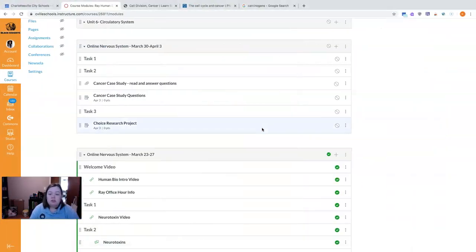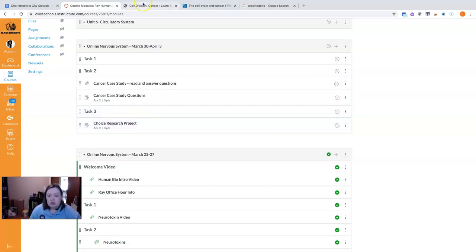This week our topic is going to be mainly about cancer, and then at the end of the week I'll give you an opportunity to do an interest-based project, either based on the cancer stuff that we talk about this week or from the nervous system stuff that we talked about last week.